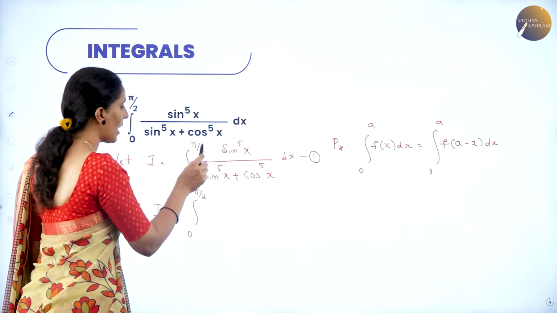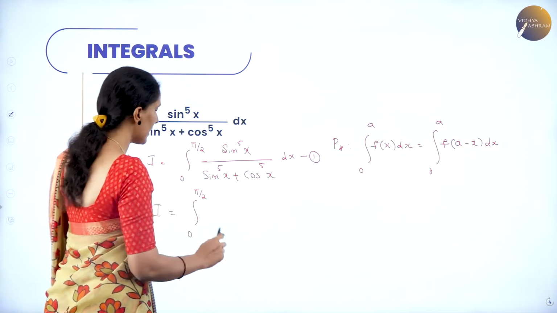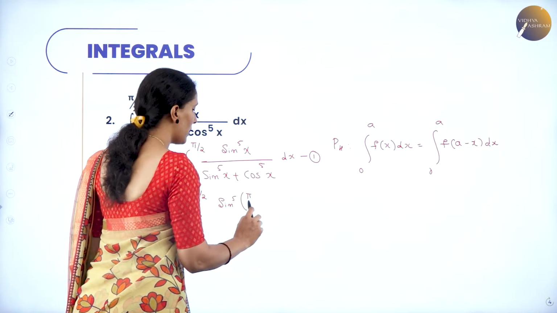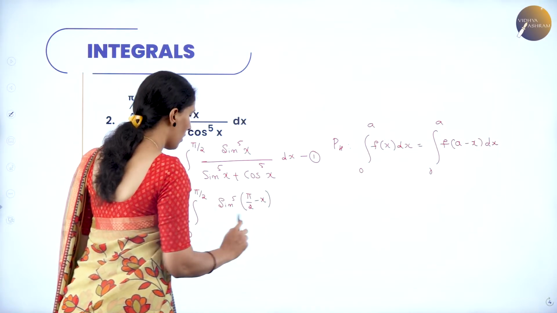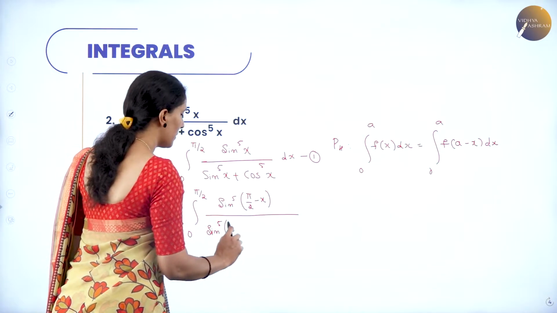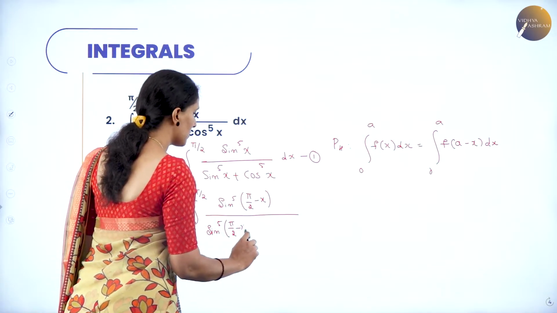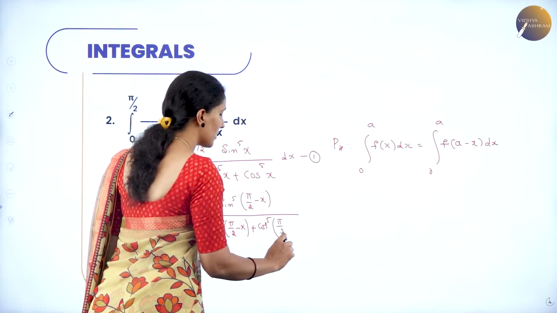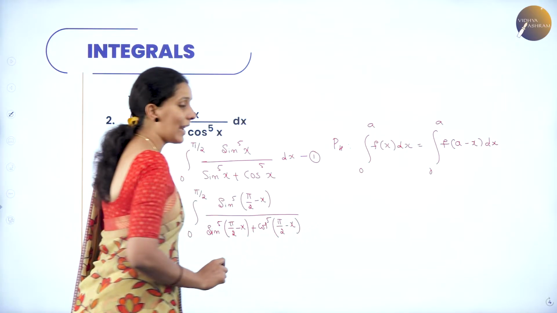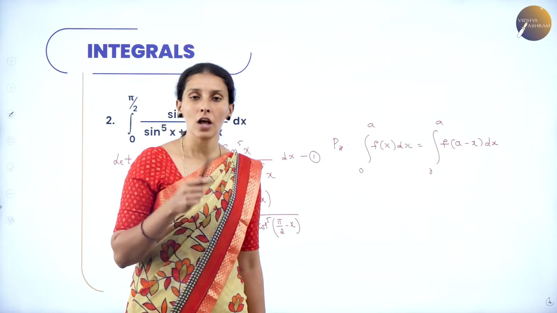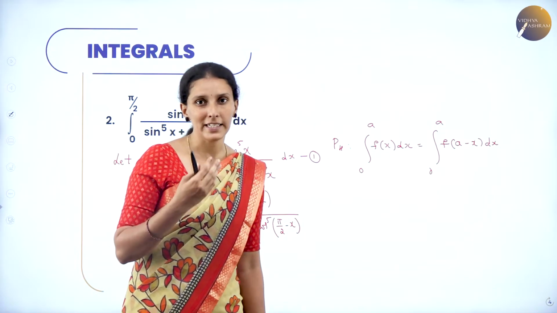Now the a value is pi by 2. So a minus x becomes sine power 5 of pi by 2 minus x, whole divided by sine power 5 of pi by 2 minus x plus cos power 5 of pi by 2 minus x. So using the allied angle property, that is sine of pi by 2 minus theta is cos theta, cos of pi by 2 minus theta is sine theta.